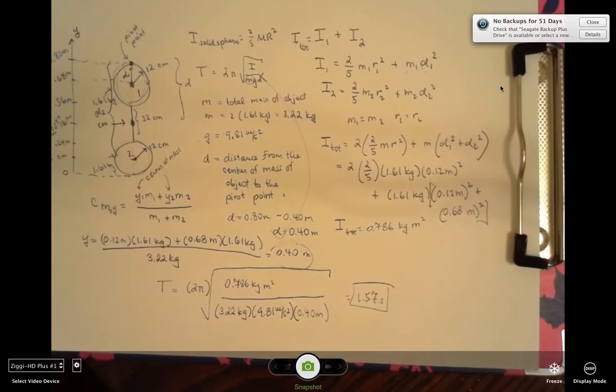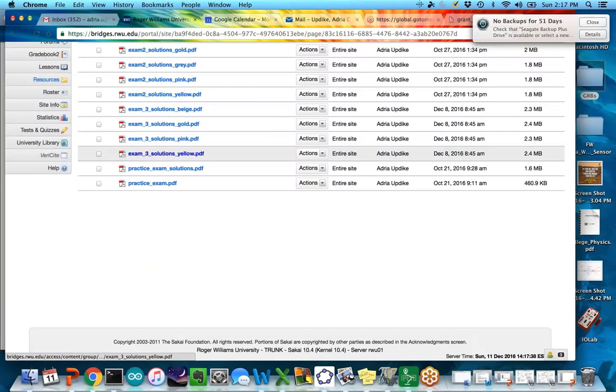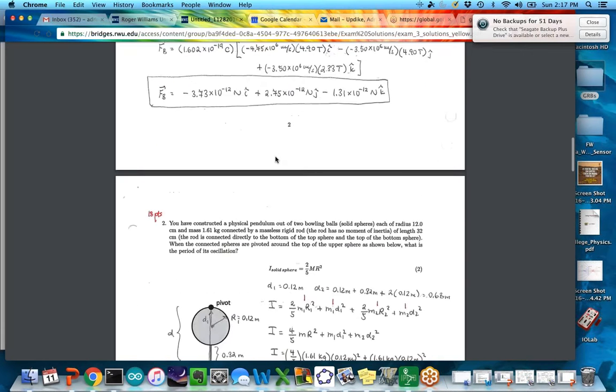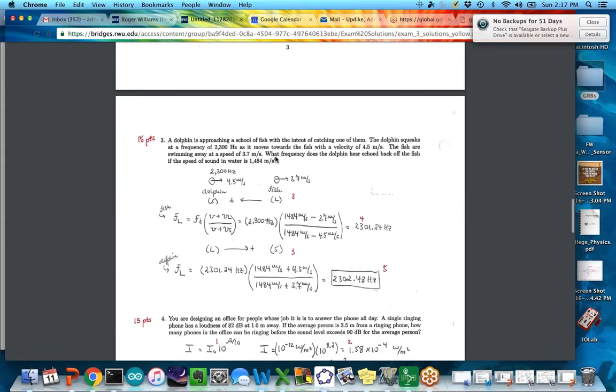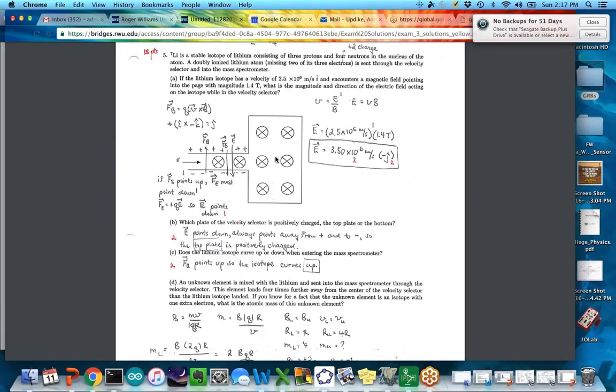Sure. Yeah, let's go back and look at one of those. So that's not this one. That would be the previous exam. Velocity selector problem. Yeah, so let's go through this one. Let me write down the important parts.